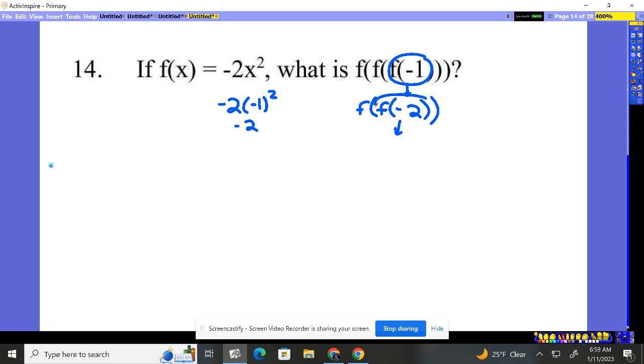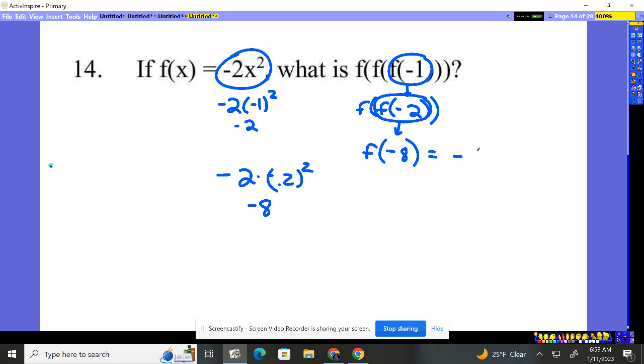So let's now evaluate this f of negative 2. So the function, we're just plugging in here again. Negative 2 times a negative 2 squared. Negative 2 squared is 4. Negative 2 times that's negative 8. So now we're just evaluating an f of negative 8. We'll have our answer. So it's negative 2 times whatever they give us, which is negative 8 squared. Negative 8 squared is 64. Negative 2 times that, negative 128. So that's our answer for 14.